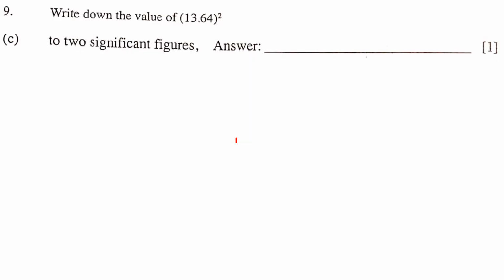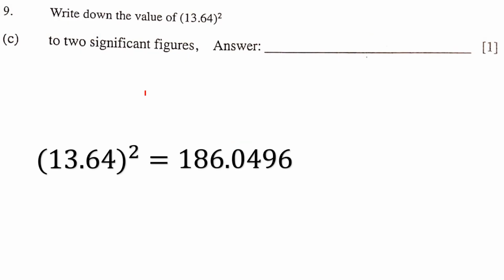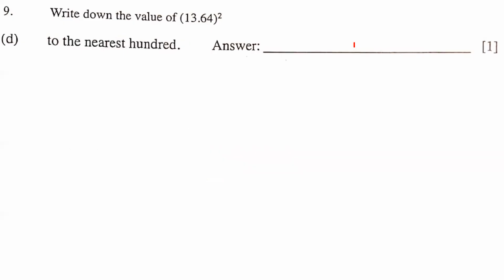Let's move on to question number C, 9C. It says, write down the value of 13.64 squared to two significant figures. Well, the first two significant figures here are 1 and 8. And so let's make a cutoff point. Let's underline 6. 6 is very important. 6 is greater than 5, and so we can add 1 to the 8. So we keep the 1, and remember, it's 8 plus 1, so it's going to be 9. And everything else, we just turn to 0. We don't write the numbers behind the decimal point, so it's just 190. Okay, 190.